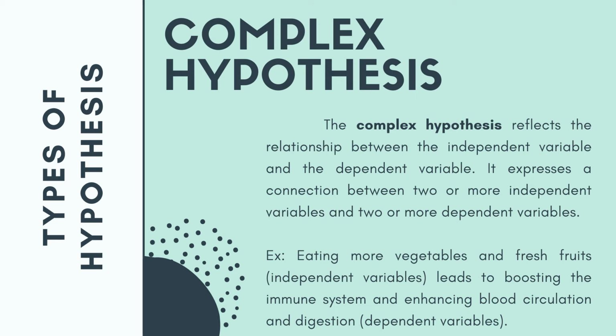Dalawang independent variable ang nabanggit, eating more vegetable and eating more fresh fruits. Gayun din, dalawang dependent variable ang nabanggit, boosting immune system and enhancing blood circulation, enhancing digestion. Actually, tatlo pa lang dependent variables yun. Complex hypothesis kasi complex din yung magiging result sa dami ng mga variables na involved. As you can see, these are like research questions na tinurn lang into predictions.